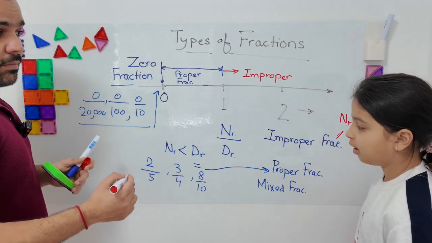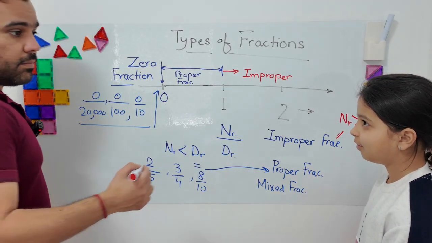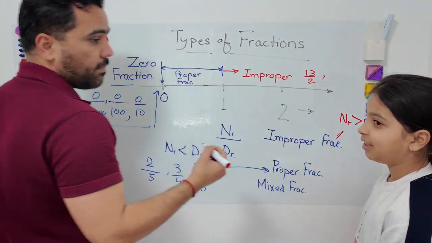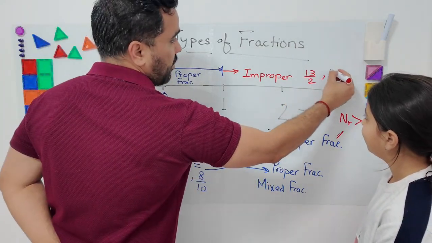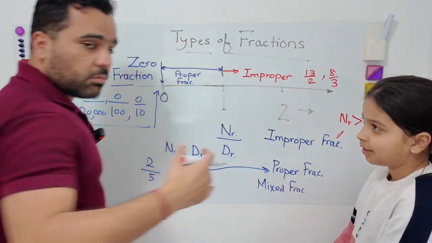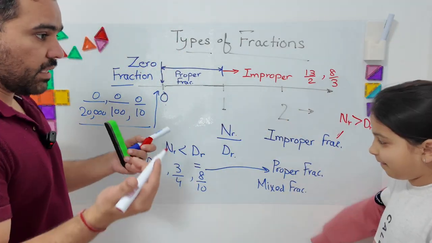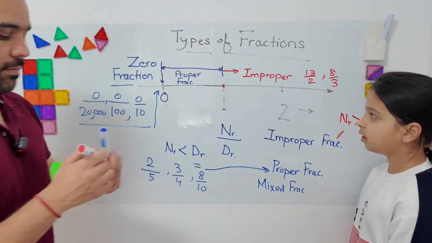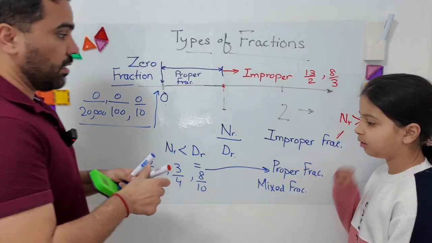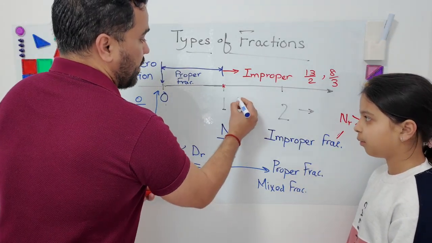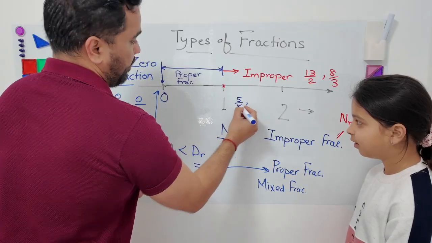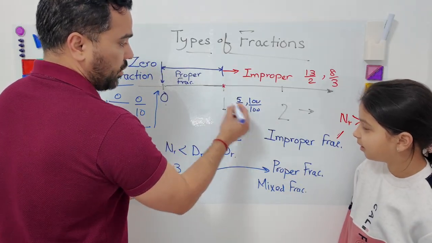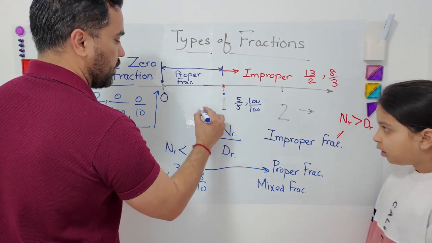Examples? 13 halves. 8 thirds. So on, could be anything. What if you're exactly here? That is a whole number, like 1 divided by 1, 5 by 5, 100 by 100. You still get 1. That is your whole number.